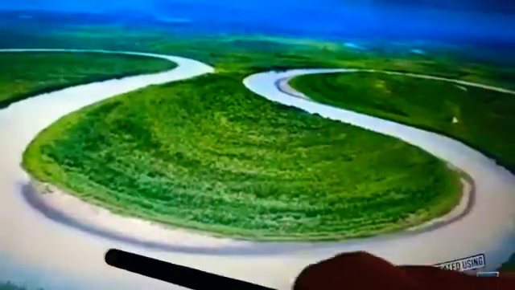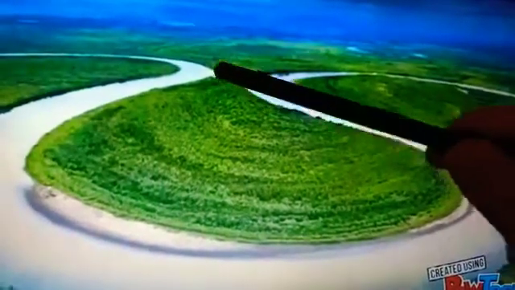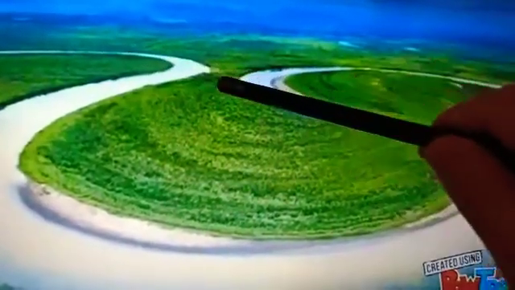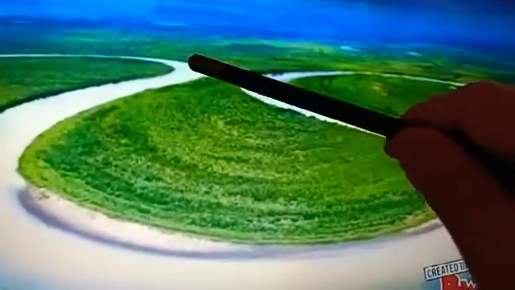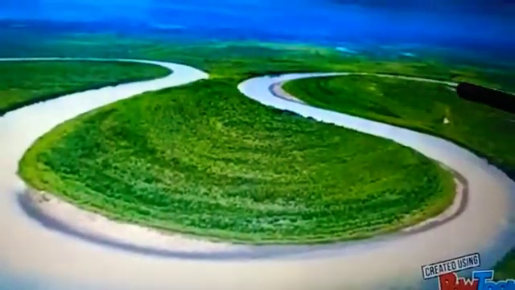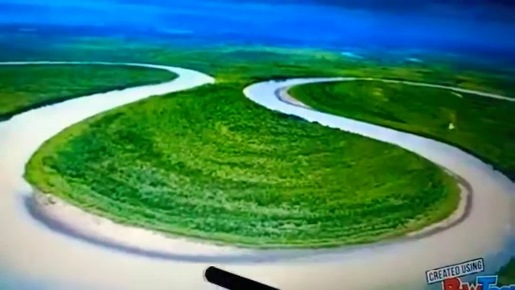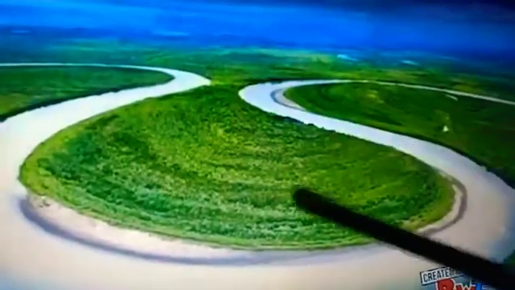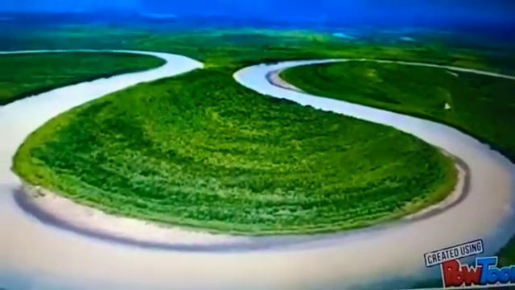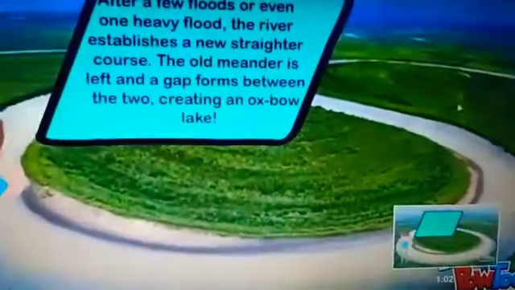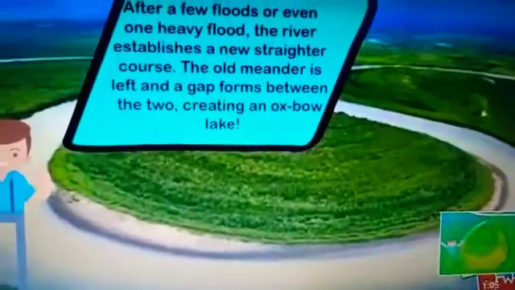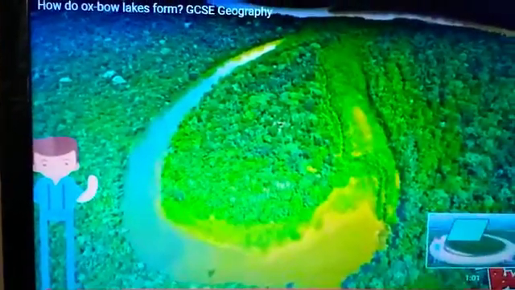And this part of the river is separated from the main river, cut off from the main river. So then the water starts flowing straight instead of flowing this way. This is how an oxbow lake is formed.